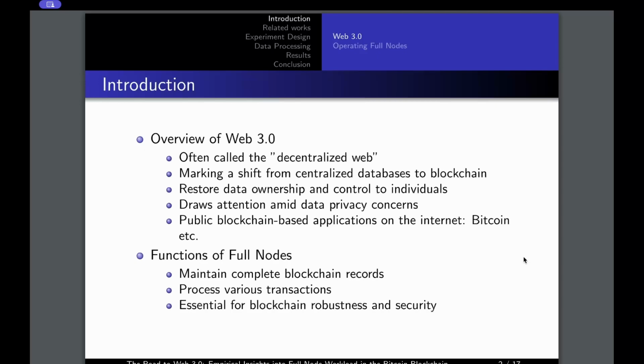There are many other Web 3.0 applications out there, and it's pretty much a new technology that a lot of companies are working on. One of the functions of a full node is to maintain the complete blockchain records and process various transactions, and these are very essential to a blockchain system for its robustness and security.